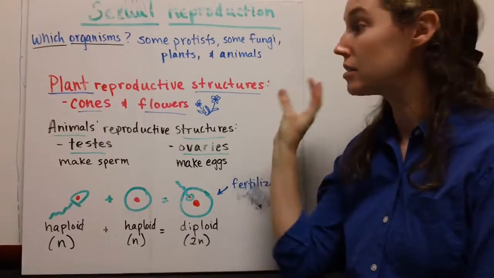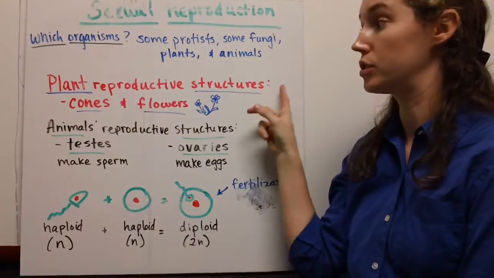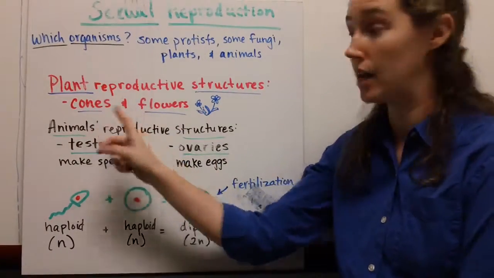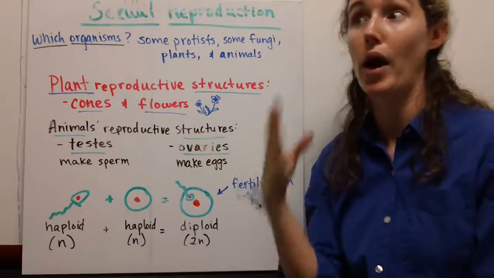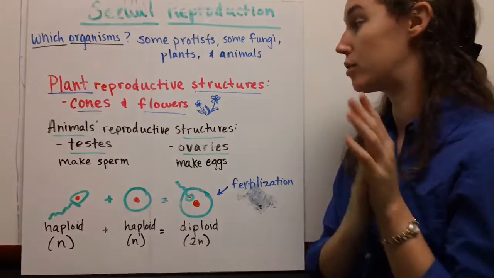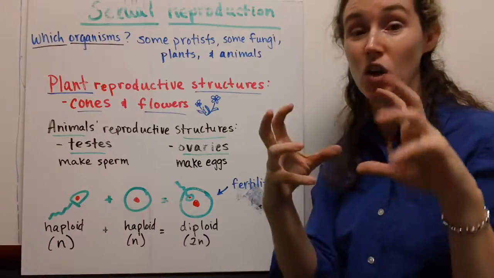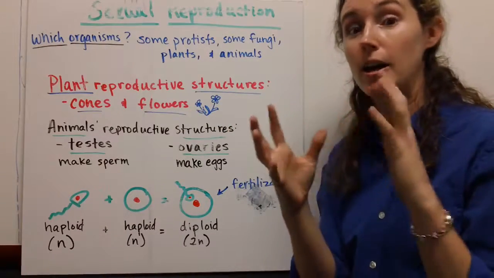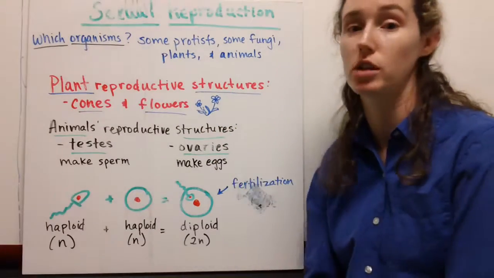Now, plants specifically, some of their reproductive structures are cones and flowers. So yes, cones are for reproducing. There are actually male and female cones on a pine tree. And flowers that you give for Valentine's Day, that has all of the eggs and sperm. You know, they don't call it the birds and the bees for nothing, because it has to do with reproduction.